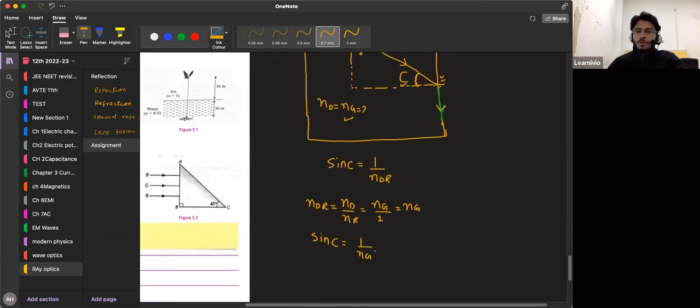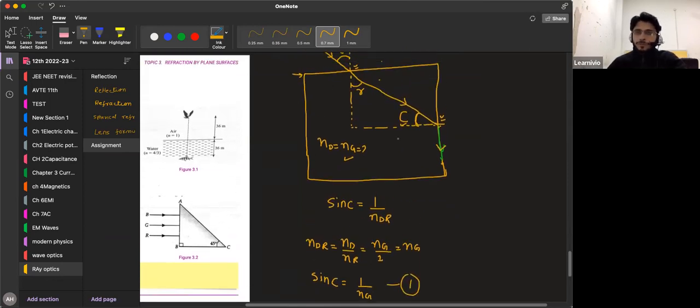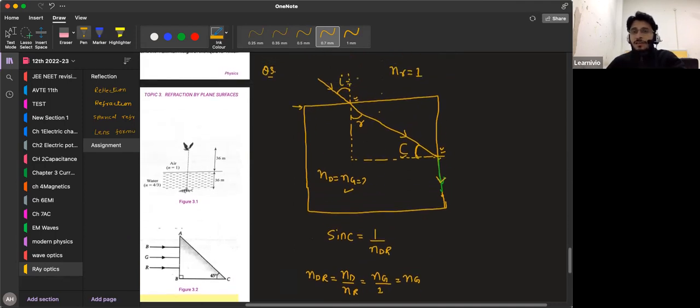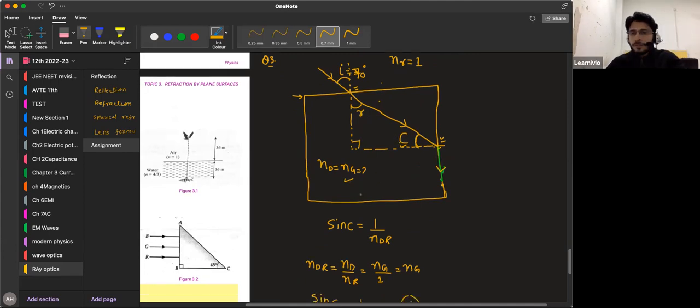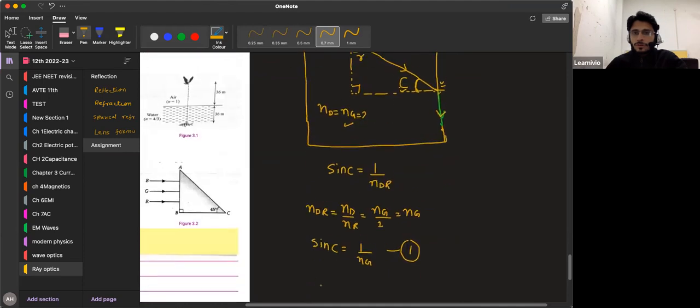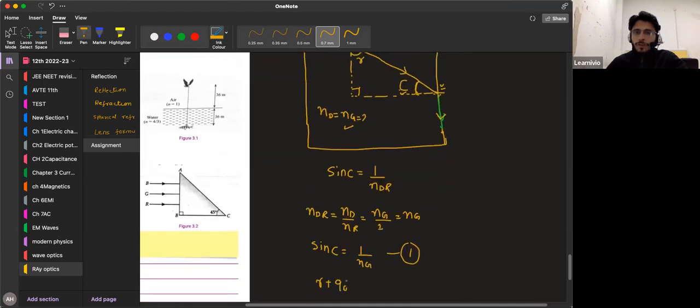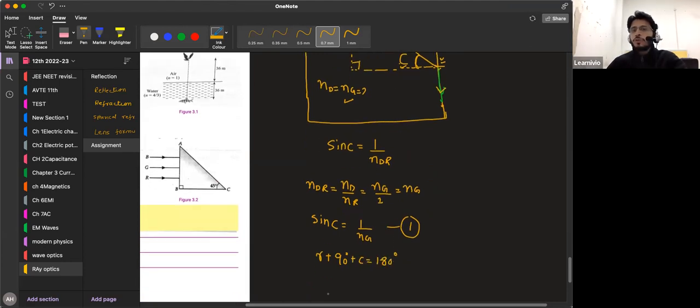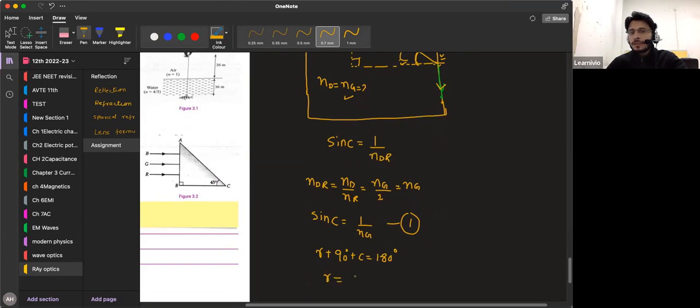Let's call this equation number 1. We know this I. Somehow we have to relate this I through this C. To relate I and C, what we can do is use a right angle triangle. It's a very, very lengthy problem. See, it's a right angle triangle. So R, this 90 degree and this C, when you add them up, it becomes 180 degree. The sum of 3 angles of a triangle is 180. So R plus 90 plus C is 180. So you can say that your R is 90 degree minus C.